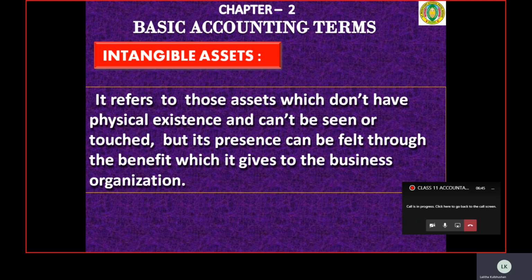So children, what do intangible assets basically mean? They are those assets which we cannot see and cannot touch, but they are very important for the business because their presence can be felt. Suppose intangible assets were not there, then the business wouldn't be able to continue further.